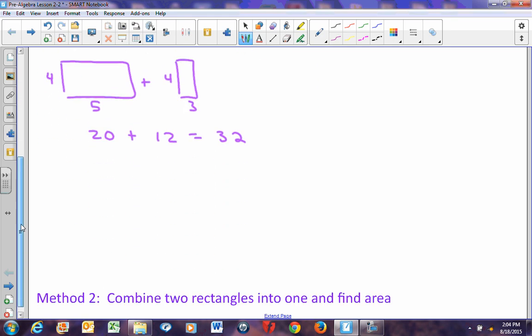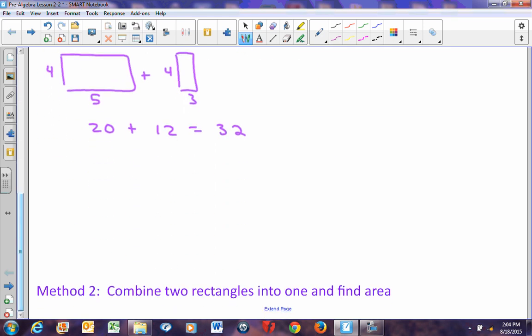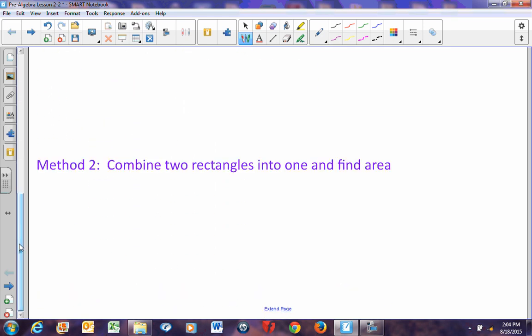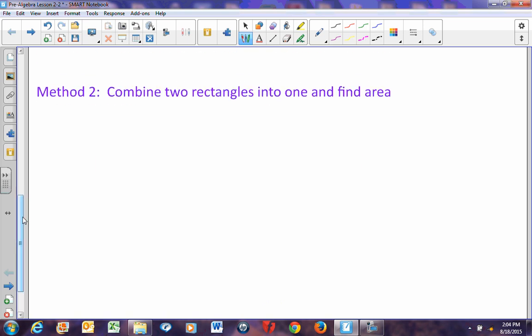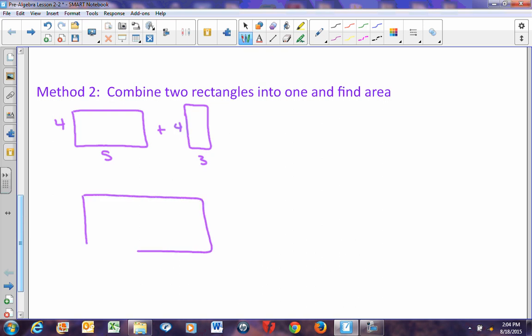The second method says combine the two rectangles into one to find the area. For example, I had a rectangle that was 4 by 5, and I had a rectangle that was 4 by 3. So I could make one giant rectangle, which is still 4 high, but is now 8 wide, and 4 times 8 equals 32.